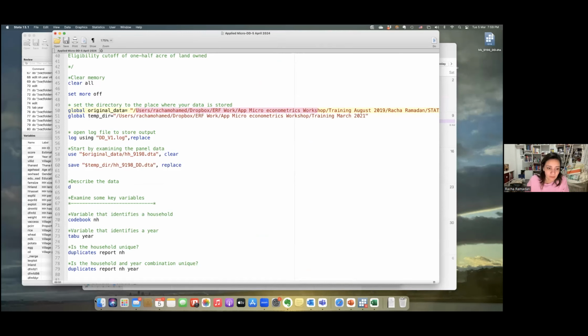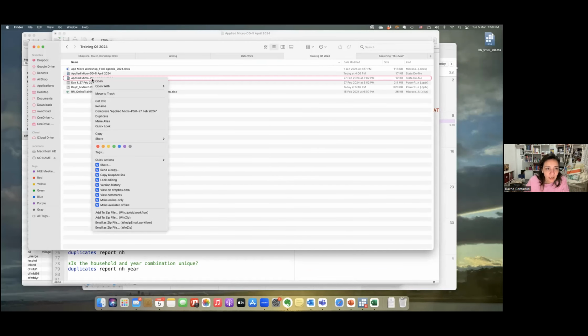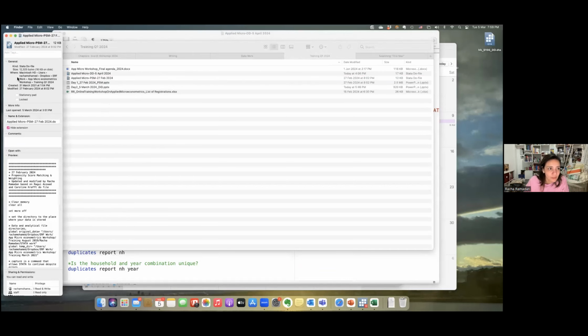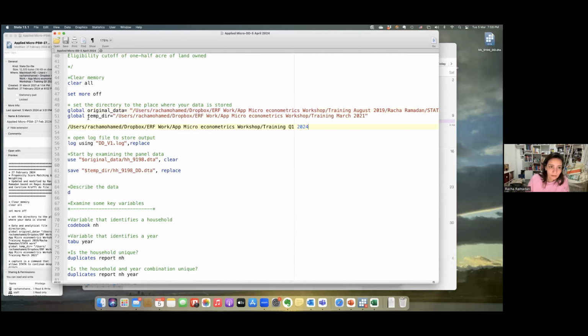Let me show you something. When you go to a file on your computer and you right click, I'm not sure with Windows, but I think it will be the same thing. Get information. Here is the path, which means the location of this file on your computer. You copy this path and you paste it here. So this is the path on your computer. So you have to see where you put the data I sent you, and you use this path to put it on the original data here, in this line.